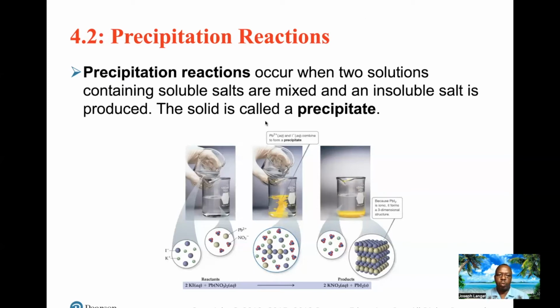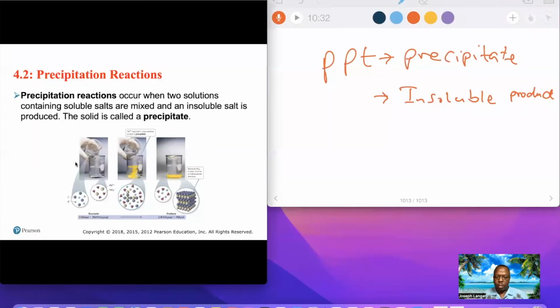When two solutions containing soluble salts are mixed and an insoluble product forms, we call that a precipitation reaction. That's a precipitation reaction.